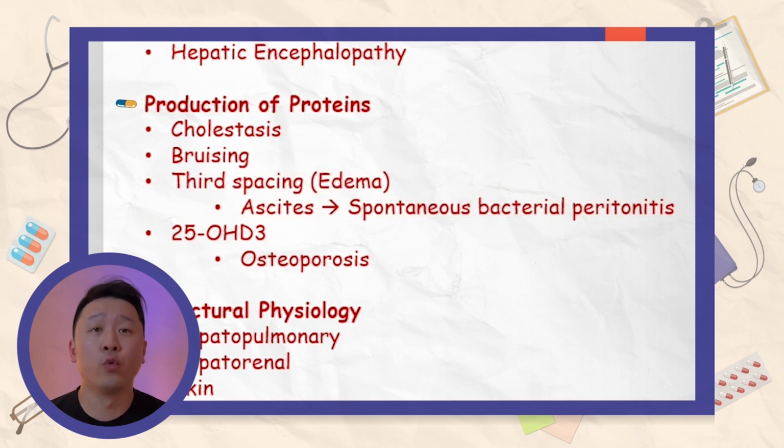And finally, we have 25-OHD3. 25-OHD3 is a precursor of the active form of vitamin D. So if we don't have that, then we can't absorb calcium. And therefore, patients who have this liver damage are more prone to osteoporosis.